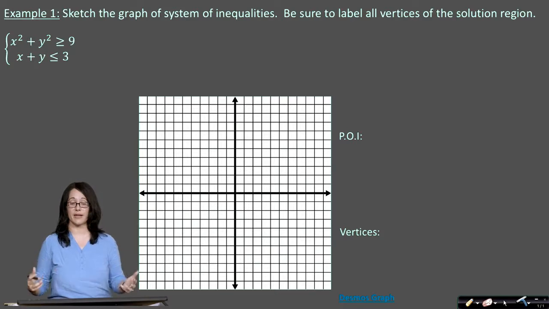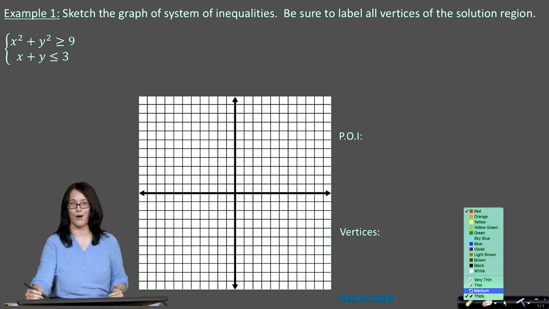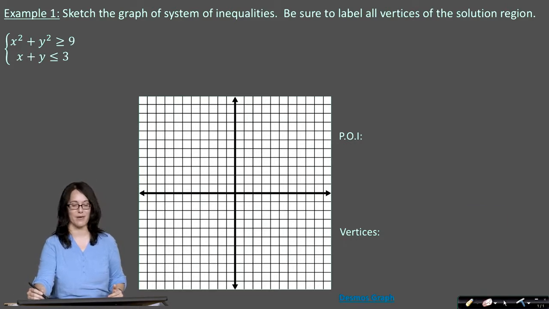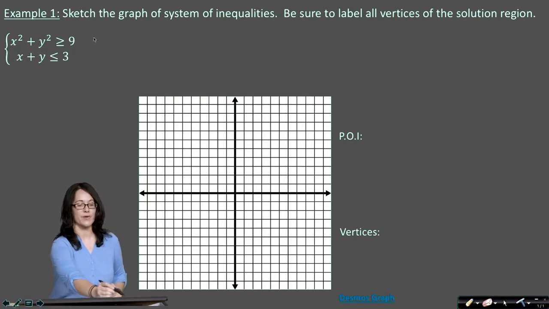Well, first you need to recognize what type of graphs you're dealing with. Are they dotted? Are they solid? Are they lines? Are they circles? What are they? For the first one, what do you recognize? I think we talked about it in our previous video. That's right, a circle. What is the center of this circle? 0, 0, correct. And its radius? Yep, r is 3. So we've seen these before.